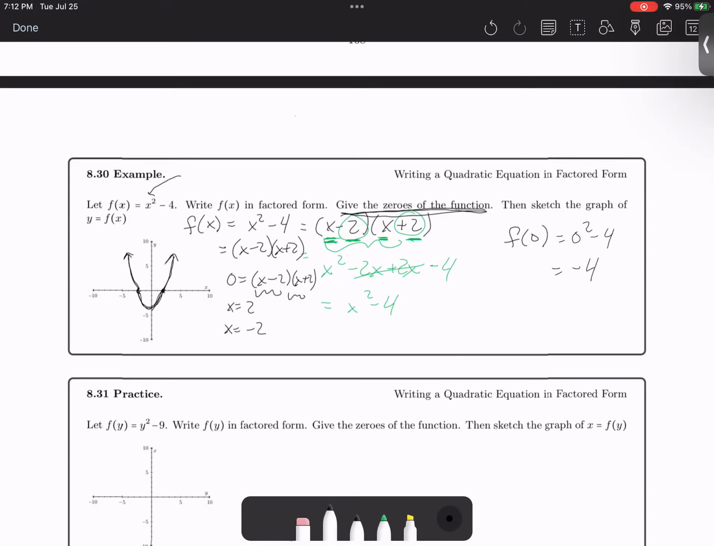So that's a pretty decent idea of what the graph looks like, right? I'm not an artist, but at least the zeros and the end behavior are correct along with the y-intercept.